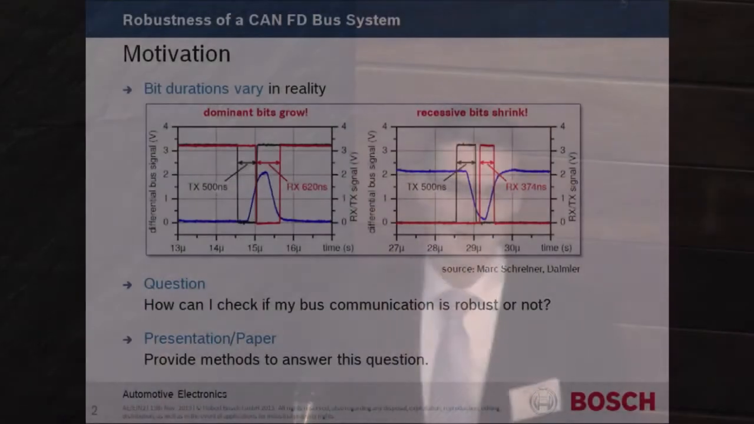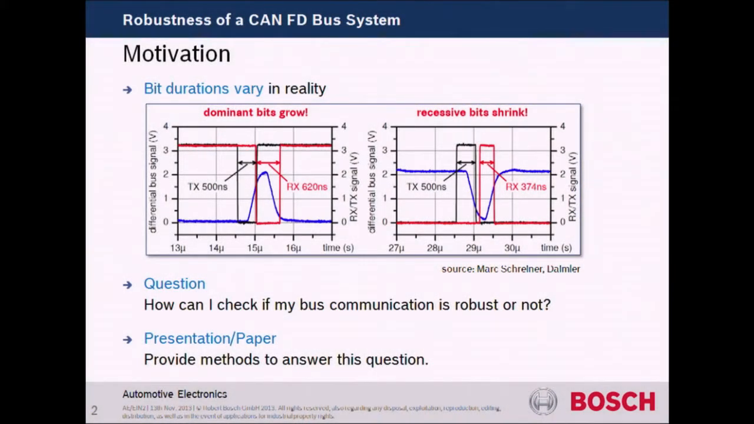Everybody knows that the CAN physical layer is really simple. Due to this simplicity, the bit durations vary in reality, so they are not constant. To show this variation, I borrowed a picture from Mark Schreiner from Daimler. He did some measurements at 2 megabits in some setup.